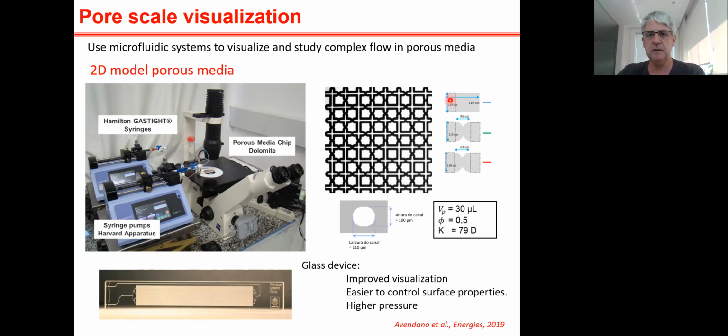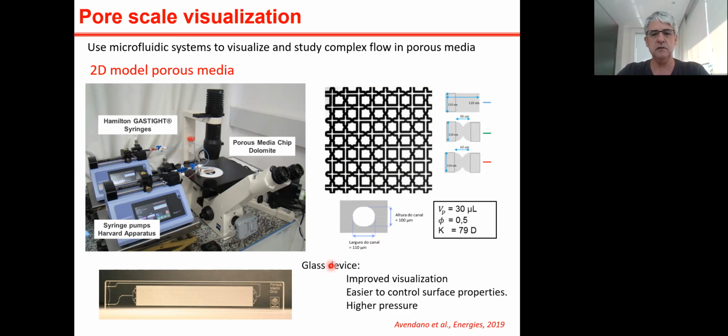So you have capillaries that don't have any constriction. They have 110 micrometer diameter. And you have capillaries that have constrictions of around 80 and around 60 micrometers. So since they are randomly distributed, you get some heterogeneity of the porous media.